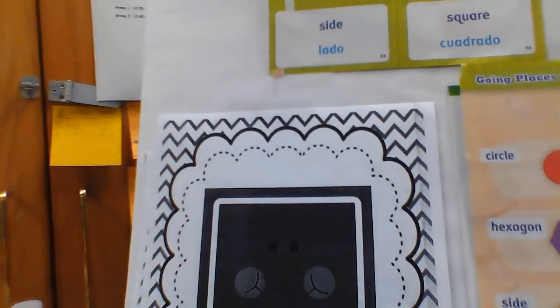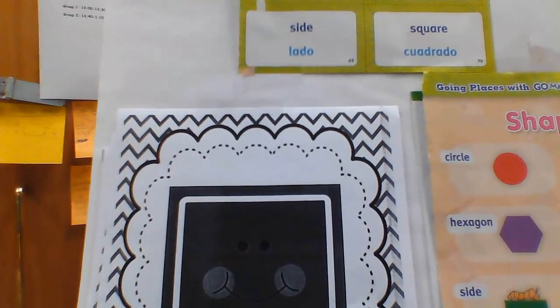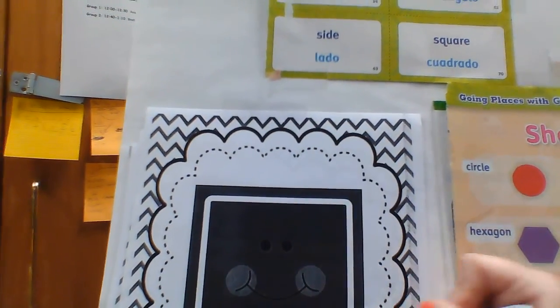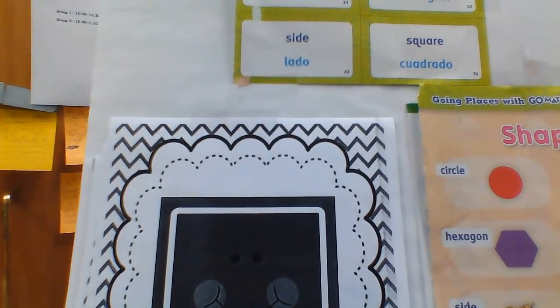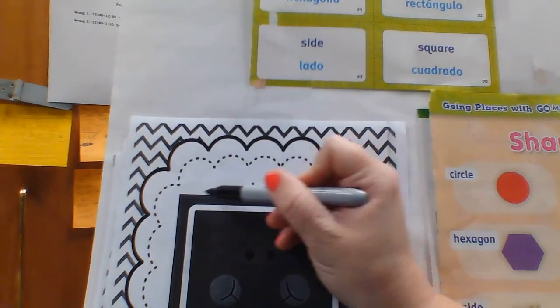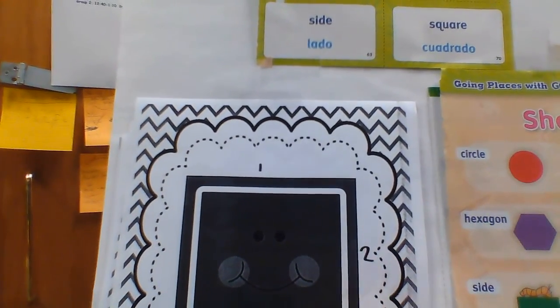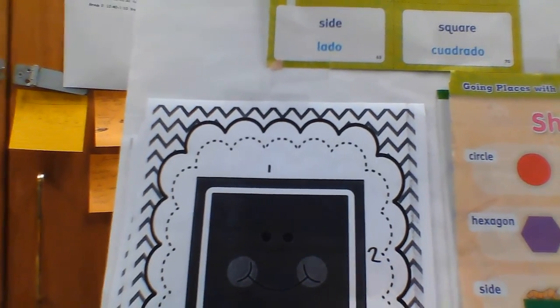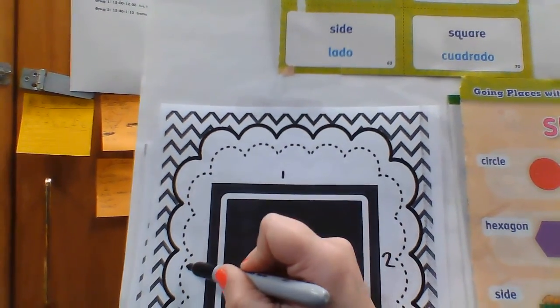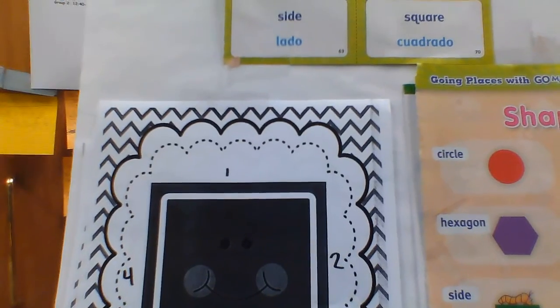So the first shape here is a square. We know that a square has all equal sides. Let's count the sides. 1, 2, 3, 4. 4 sides on a square.